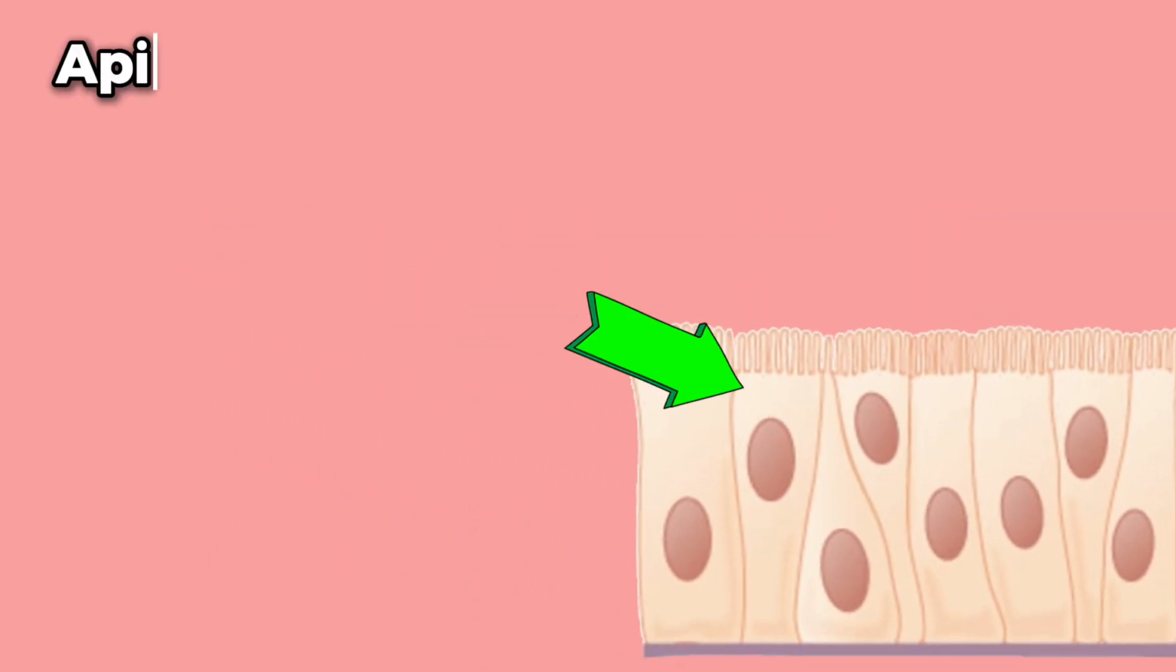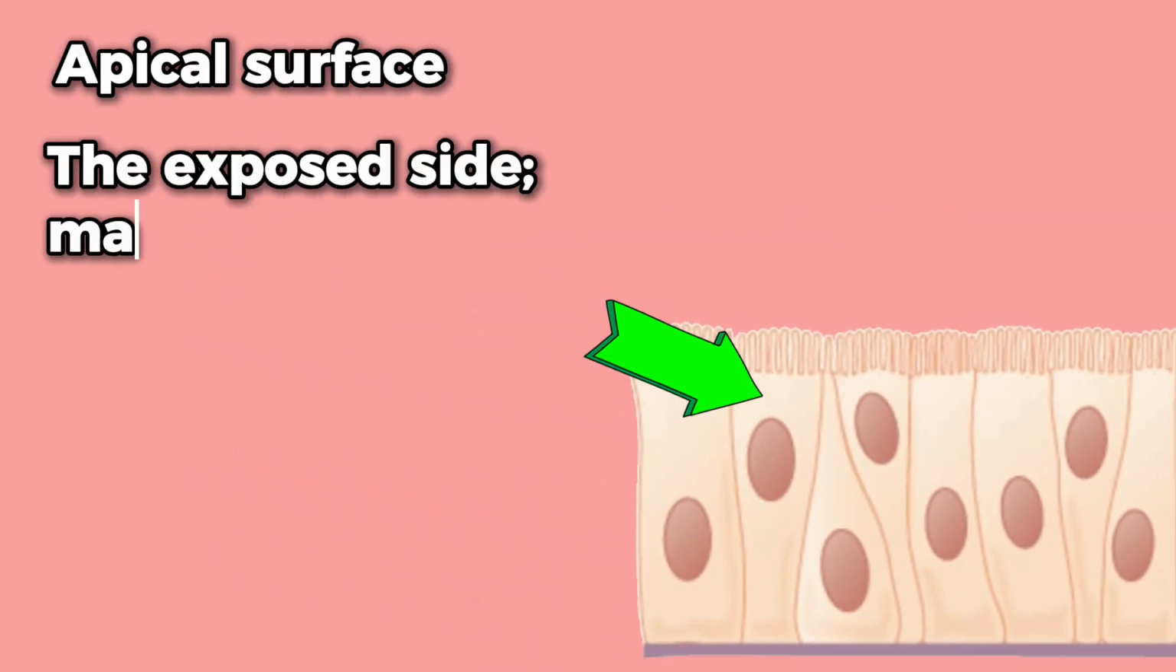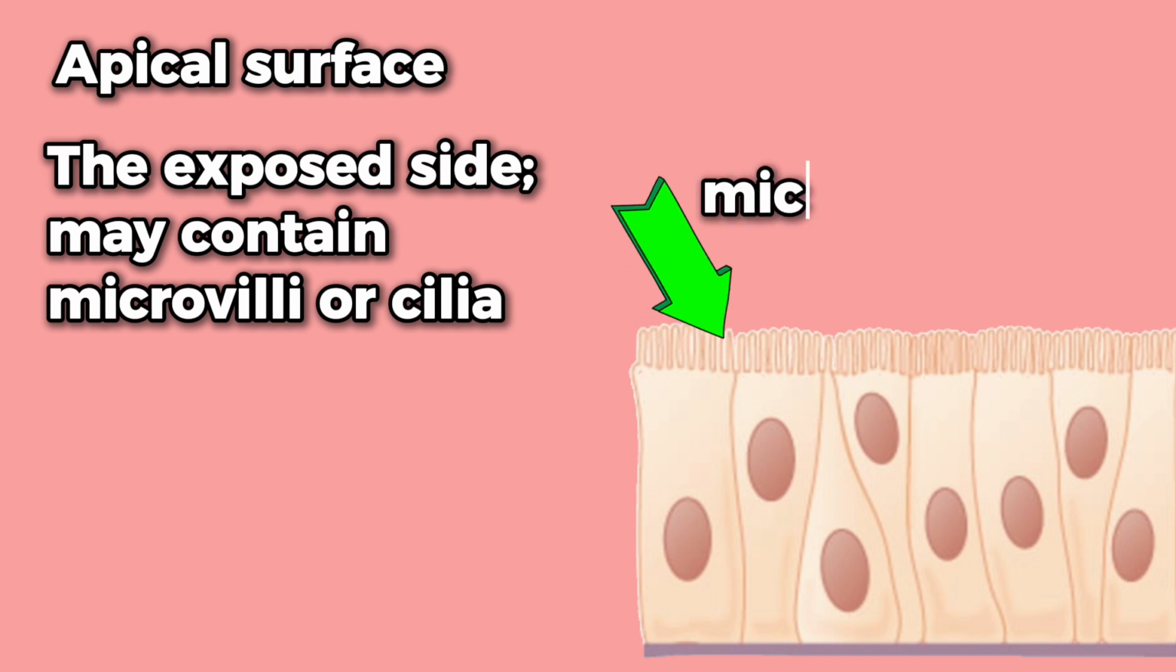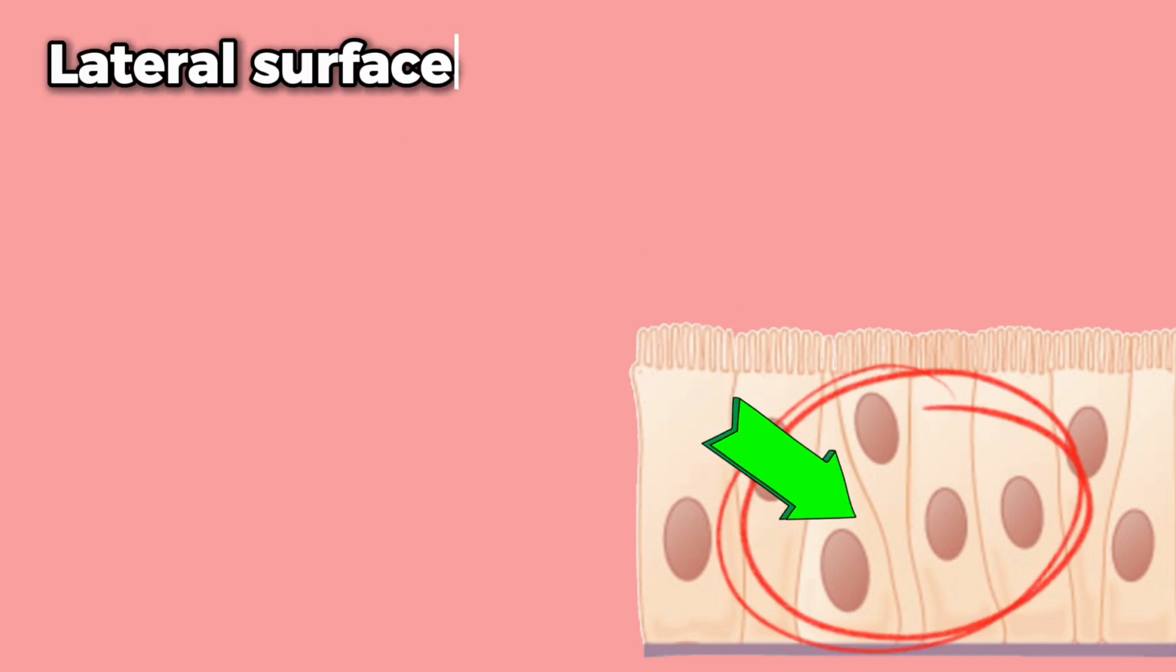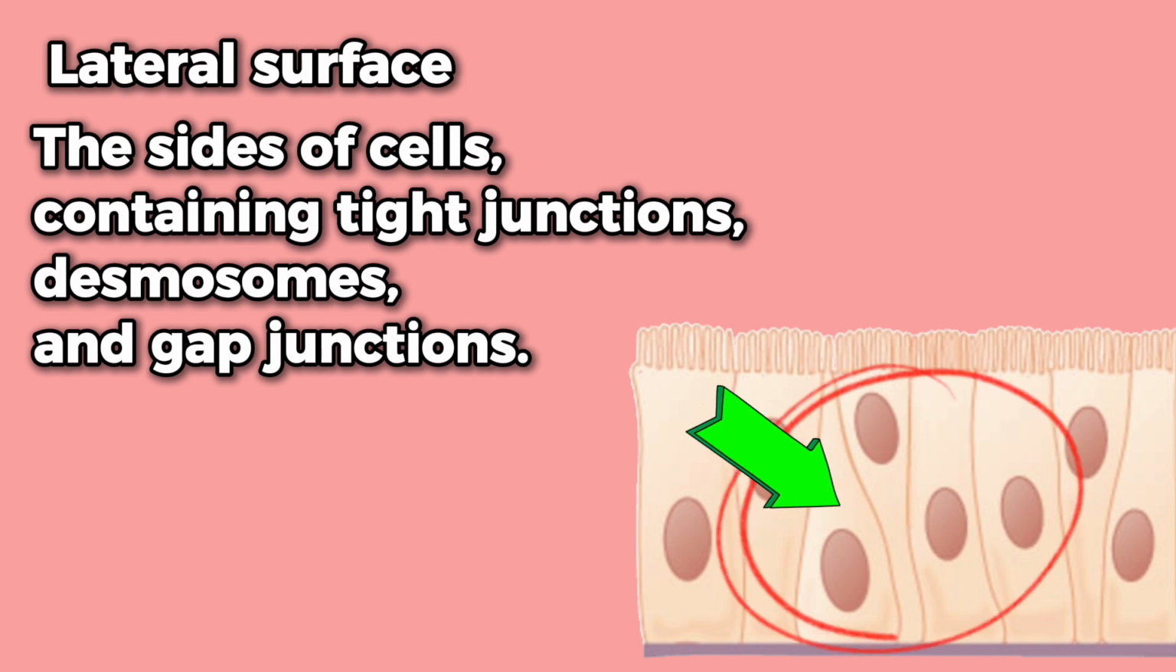Epithelial tissue has these main parts. The apical surface, the exposed side. It may have microvilli for absorption or cilia for movement. The lateral surface are the sides of cells, containing tight junctions that prevent leakage, desmosomes for strength and stability, and gap junctions for cell communication.